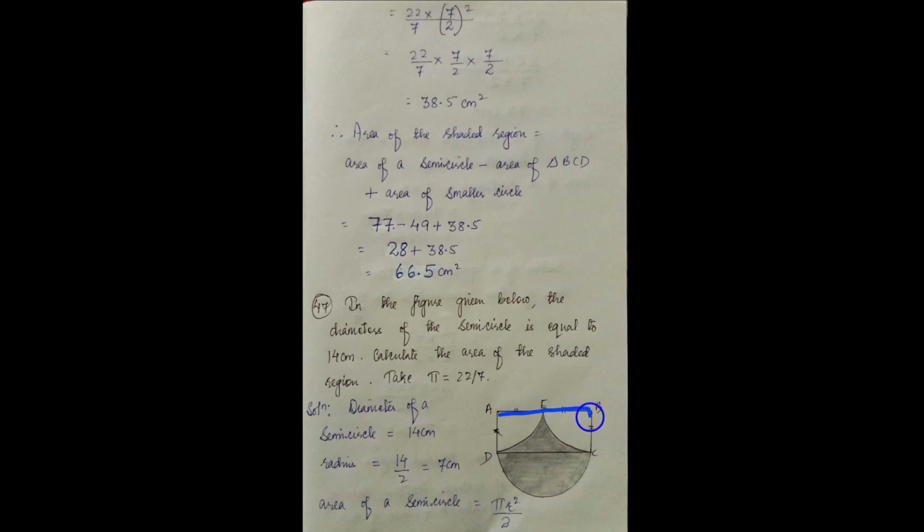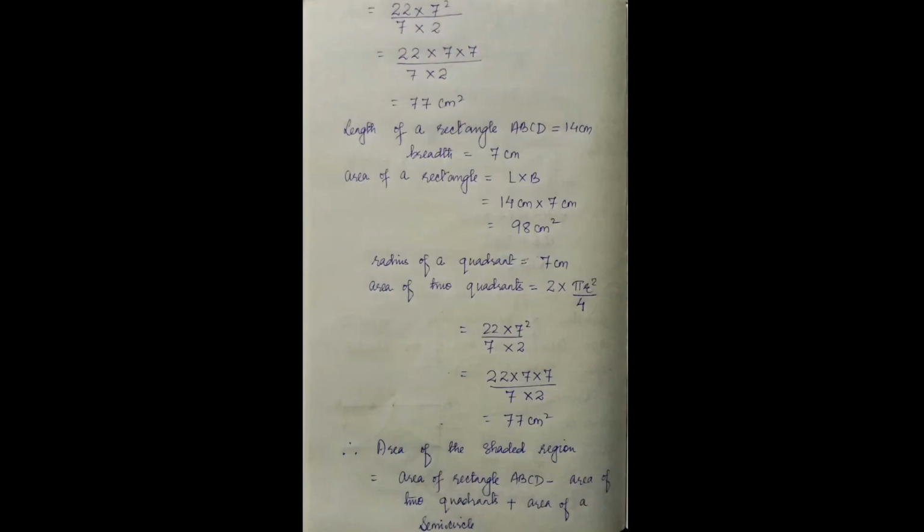So from this rectangle, first we will find the area of this rectangle. Okay, so the next one is area of a rectangle whose length is 14 centimeter, breadth is 7 centimeter. Formula is length into breadth. Length is 14 and breadth is 7 centimeter, which is 98 centimeter square. This is the area of rectangle.